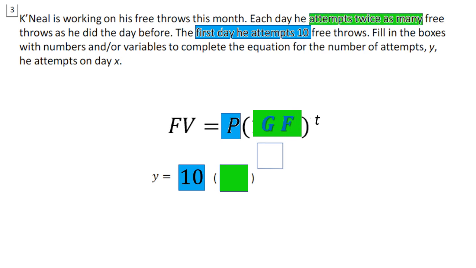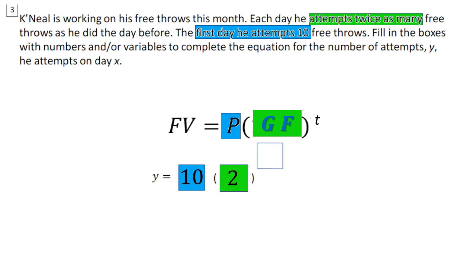And what's our growth factor? Twice as many. Twice means 2 times. So we're going to keep taking that 10 and multiplying it by 2, and then that 20, multiply it by 2, multiply by 2. When you multiply over and over again, that's going to be the base of an exponential, whatever you keep multiplying by over and over. So that's a 2.